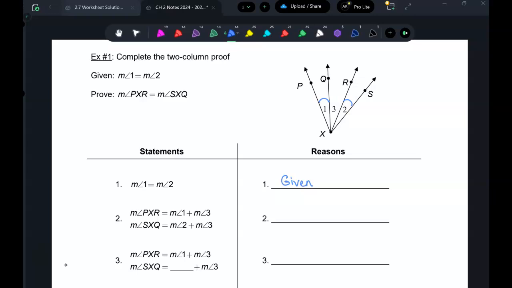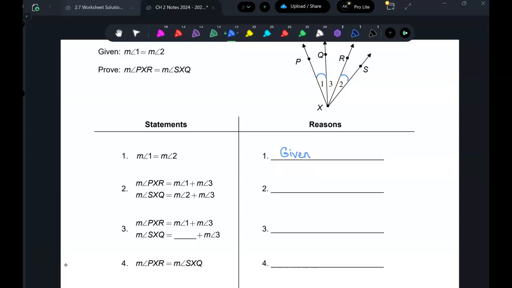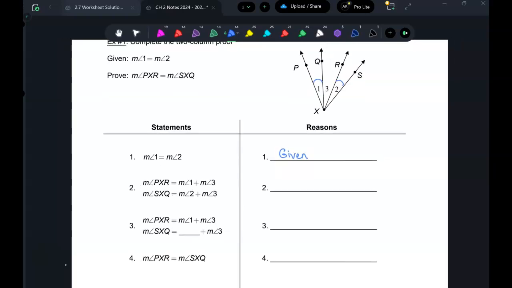All right. Oh, so can I say something? Yeah, go for it. PXQ plus QXR equals PXR. Perfect. So you basically said measure of angle 1 and 3 add up to PXR. That is using what is at the top of the page? Angle addition. Good. Angle addition postulate. Works just like the segment addition postulate. Two smaller angles add up to the big one.